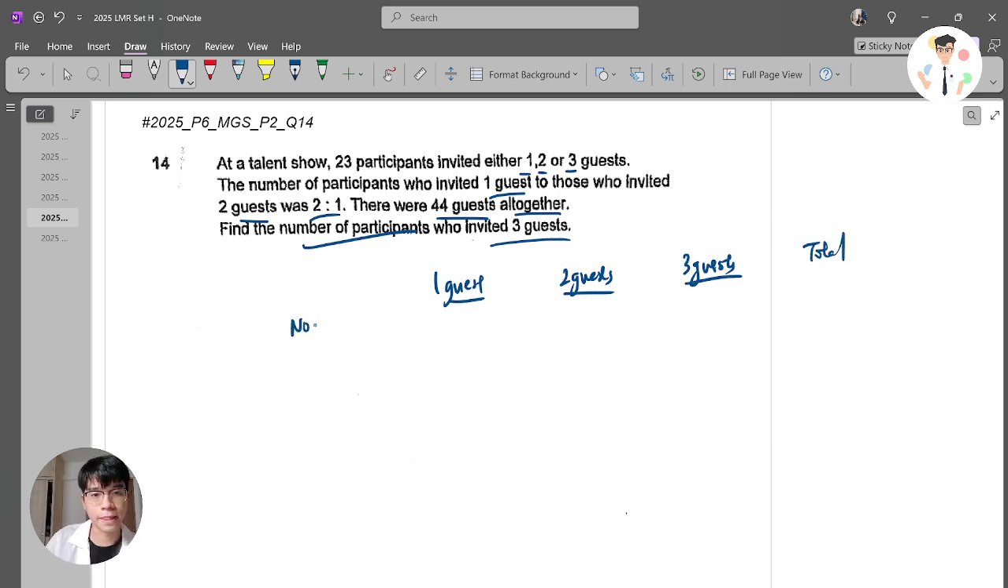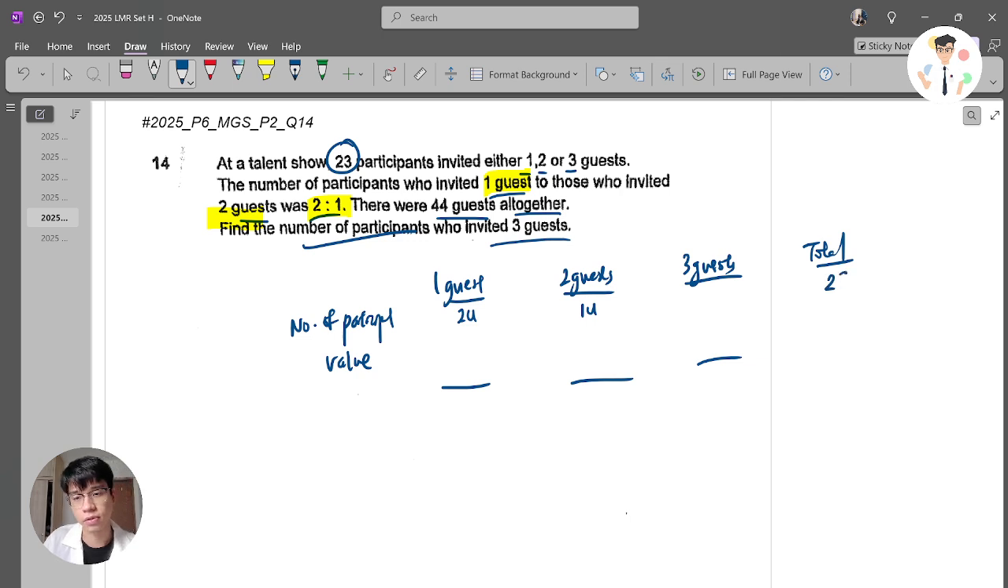So, number of participants and the value. So basically, I treat it as a number and value concept lah. Okay. So number of participants, I know that the people who invited 1 guest to 2 guests is 2 to 1. So I know that this will be 2 units. This will be 1 unit. And I know the total participants I have is 23 from here. Okay, 23.